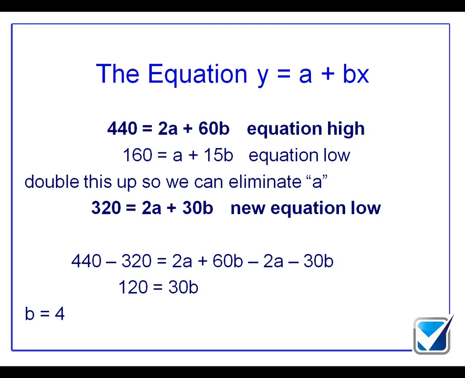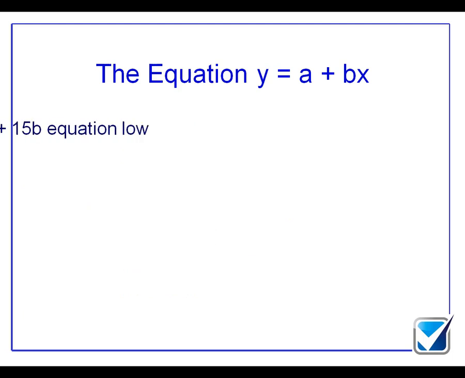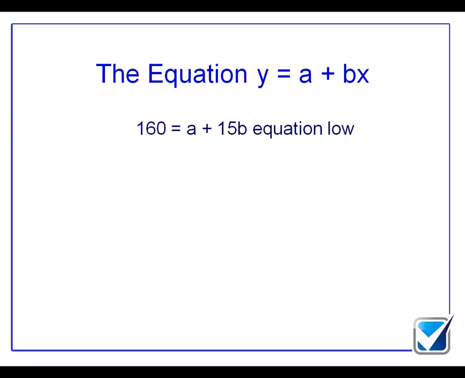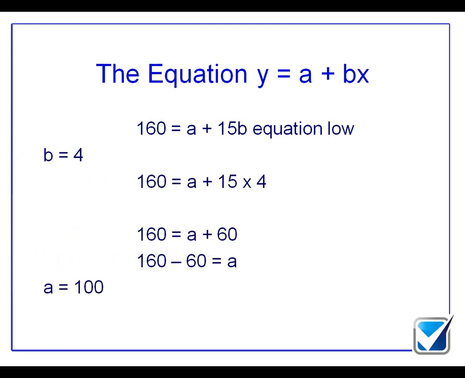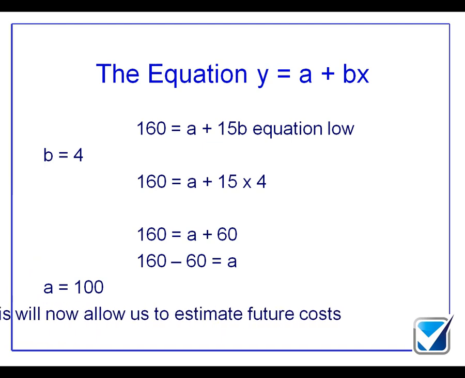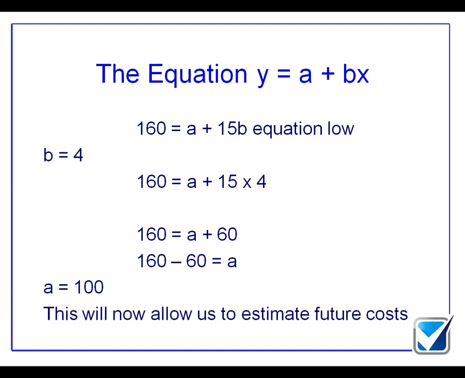Okay, if I then take my B equals 4 and substitute it back into one of these two equations, and we'll take the original low equation where 160 equals A plus 15B, we now know that B equals 4, which means we can work out that A, my fixed cost per crate, is going to come in at $100.